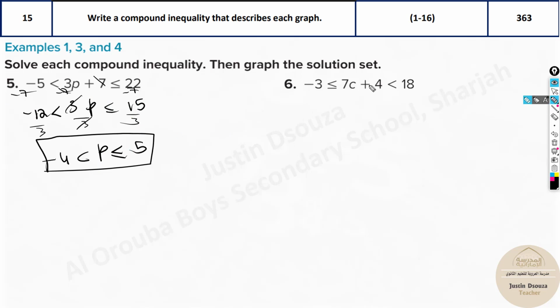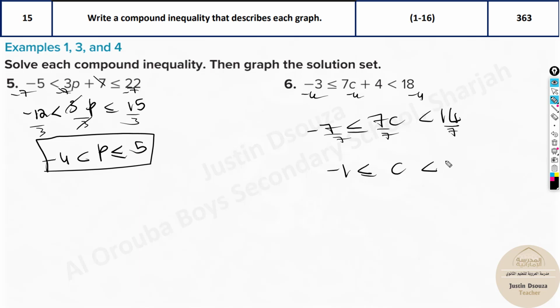Directly we can find c. Remove this 4 first. So subtract 4 here, subtract 4, subtract 4 throughout. It will be minus 7 less than or equal to 7c less than positive 14. Now what do you want? Divide by 7 throughout. Divide by 7, 7, 7. So you'll get minus 1 less than or equal to c less than 2.